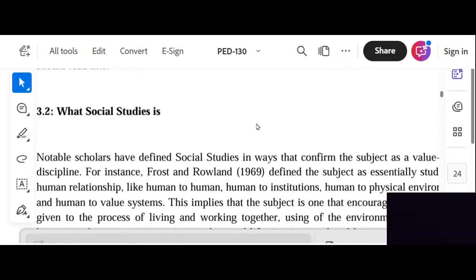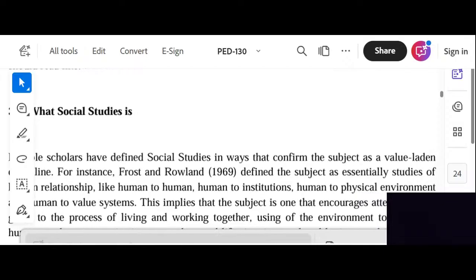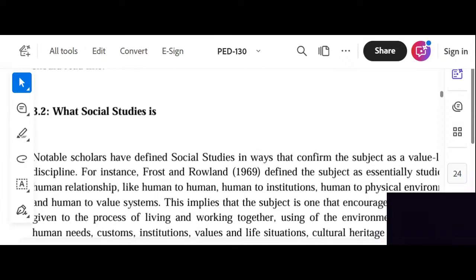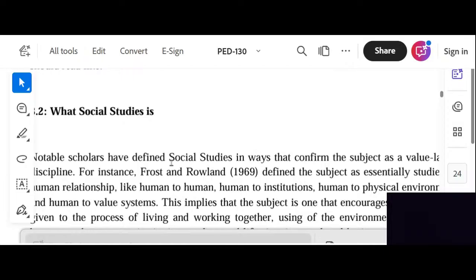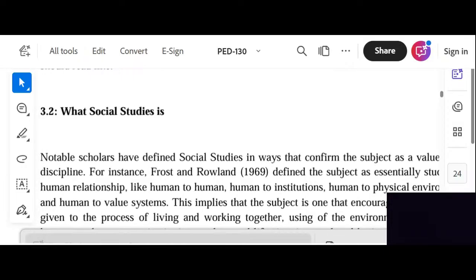So, what social studies is? Notable scholars have defined social studies in ways that confirm the subject as a value-laden discipline. Value-laden discipline.